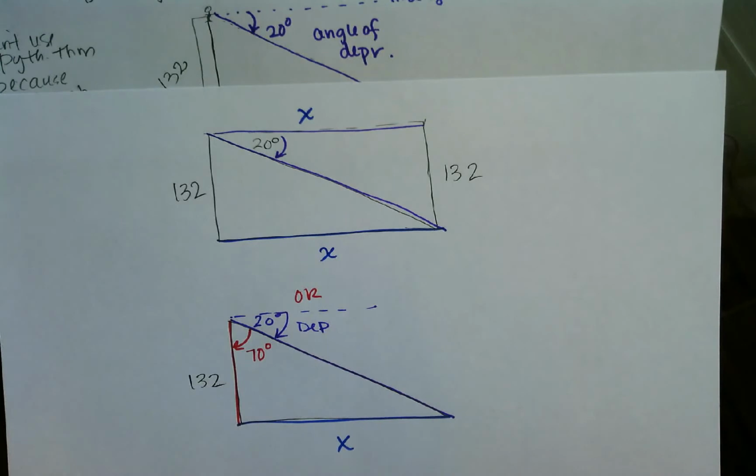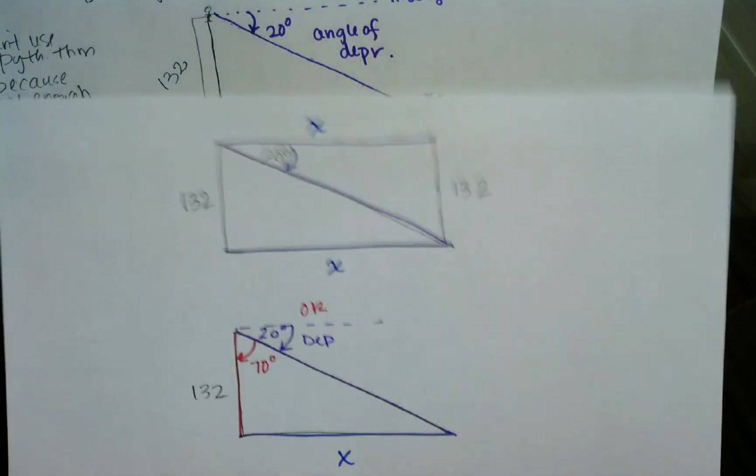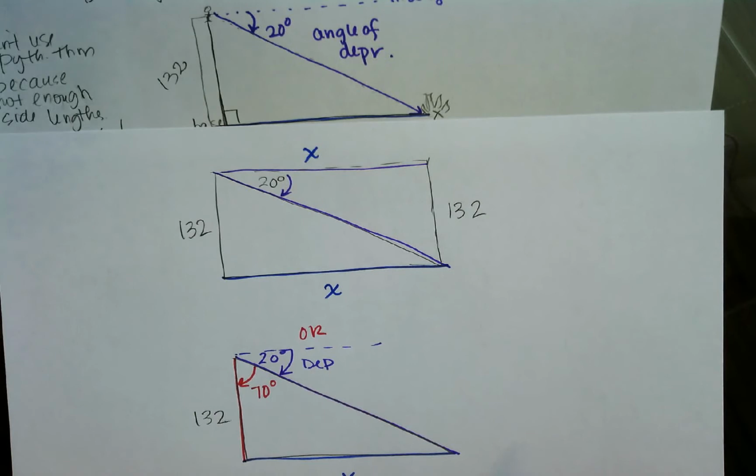I don't remember the definition of that. My geometry is real janky. I don't know if it's complementary. I don't know what it is, but they add up to be 90 degrees. So you technically could use that triangle.